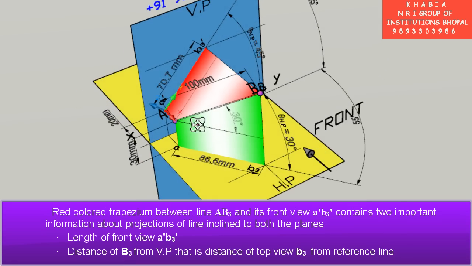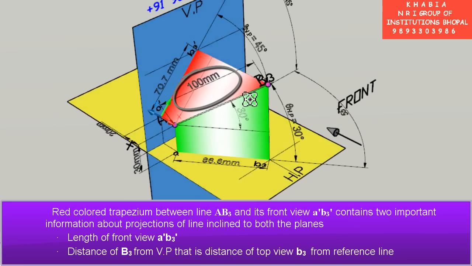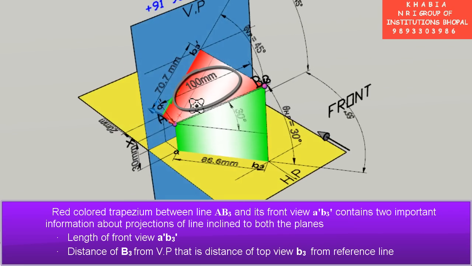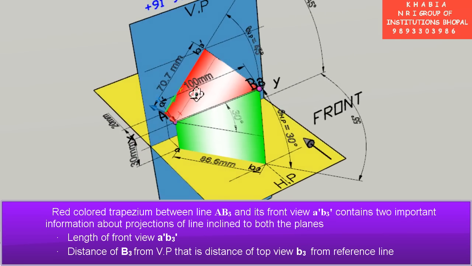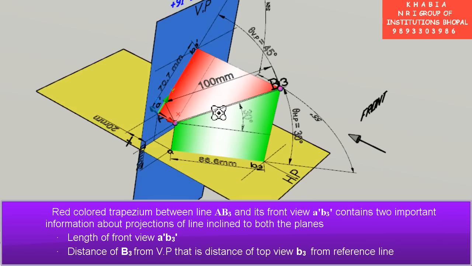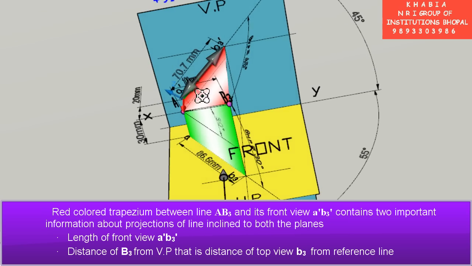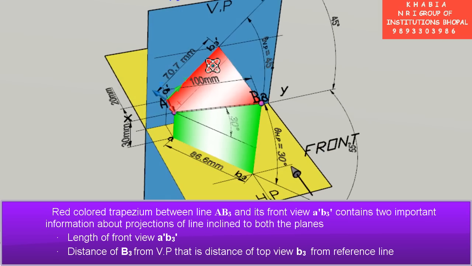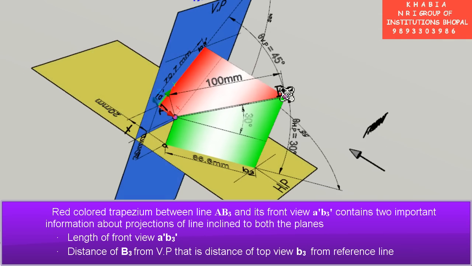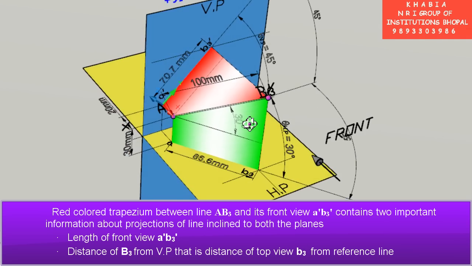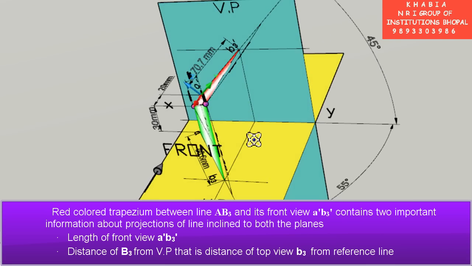Let us once more observe the model of line inclined to both the planes. Let us now focus our attention on this red colored trapezium. This red colored trapezium contains important information required to draw the projections of line inclined to both the planes. A dash B3 dash is the length of front view of line inclined to both the planes. And this side B3 B3 dash gives us the distance of point B from VP, or the distance of top view B3 from the reference line.